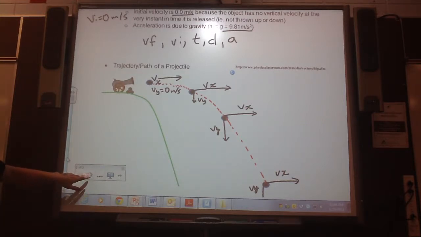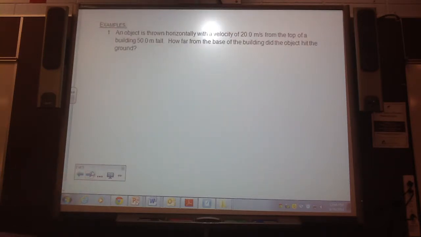So you can flip the page. Okay, so let's do a practice problem. An object is thrown horizontally with a velocity of 20 meters per second from the top of a building 50 meters tall. How far from the base of the building did the object hit the ground?